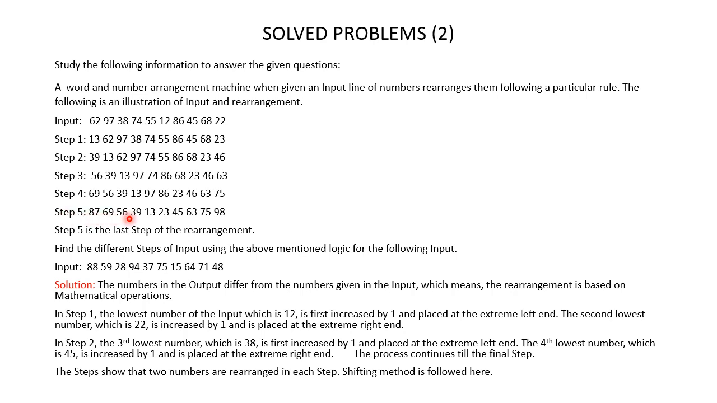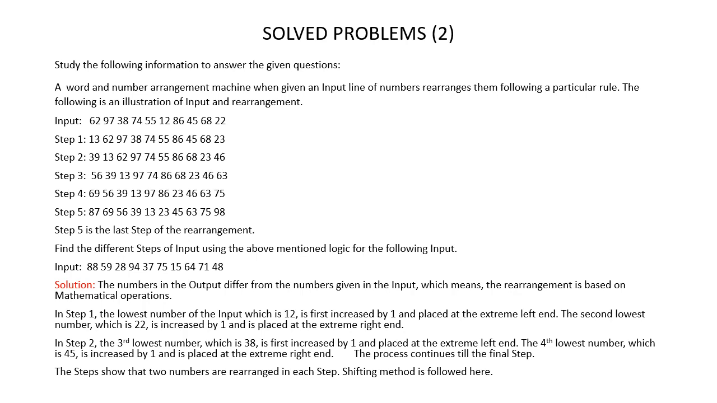Here when you look at the final output, you can clearly see that the output numbers are completely different from the input numbers. This means that rearrangement is based on mathematical operation. That is, some mathematical operation is done on the input numbers to get the output numbers. Now let's look at the steps from the input to the final output.